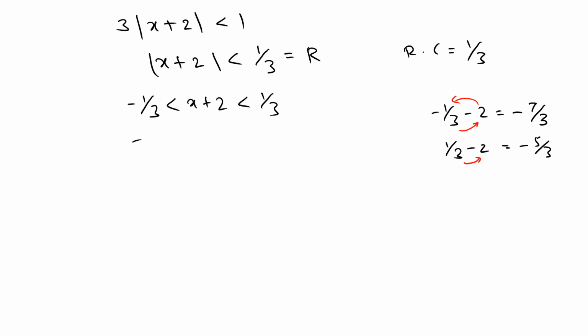So that means x is between negative 7/3 and negative 5/3. Now we're going to check the corners. So we have this interval, with these two corners, negative 5/3 and negative 7/3.